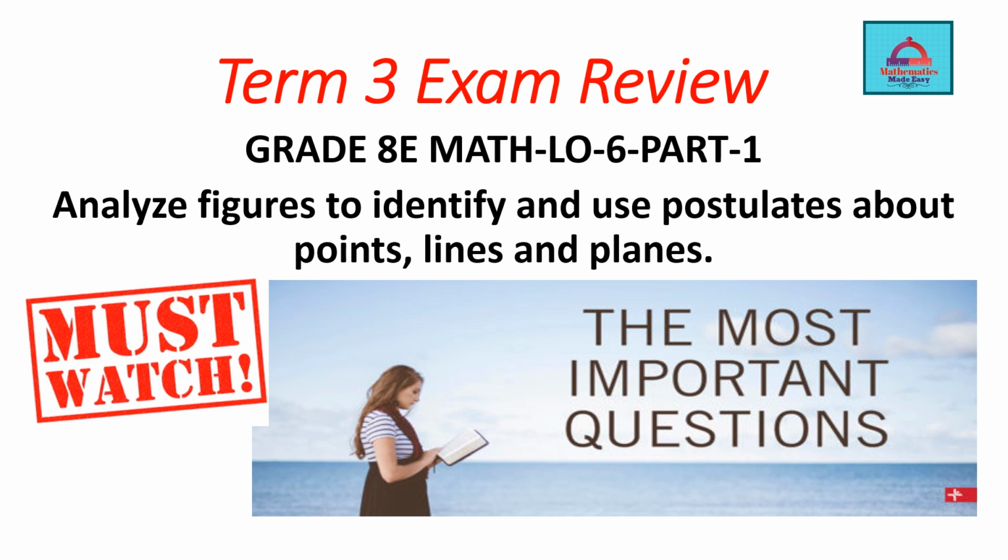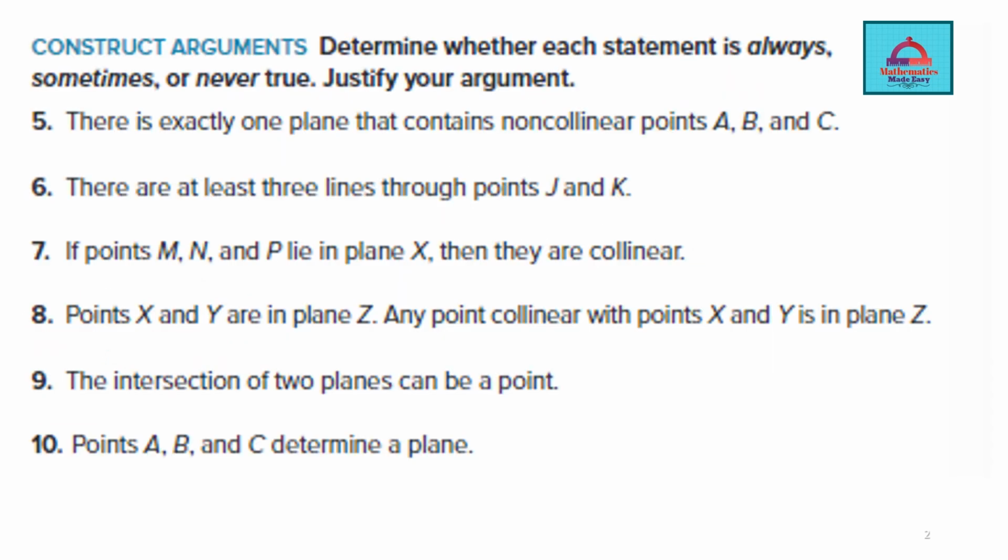Let's get started. In today's video, we are solving questions 5 to 10. If you read the question properly, you have to construct arguments. You have to determine whether each statement is always, sometimes, or never true. So these are the three options. Either it will be always true, or it will be sometimes only true, or it will be false or never true. You have to give your reason, you have to justify your argument.